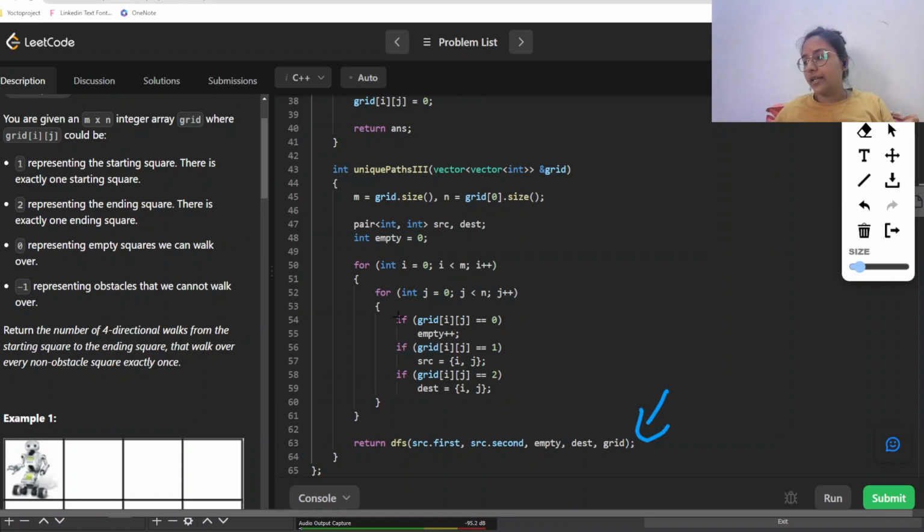Now here we are calling our DFS function. First passing the x coordinate of the source, then the y coordinate of the source, and then the total number of empty blocks which are there, and then the destination which we got from here, and then finally the grid. Now let us go ahead.